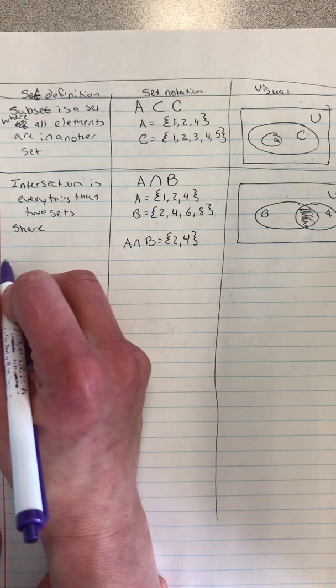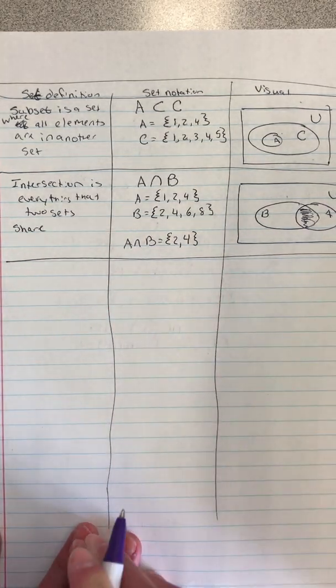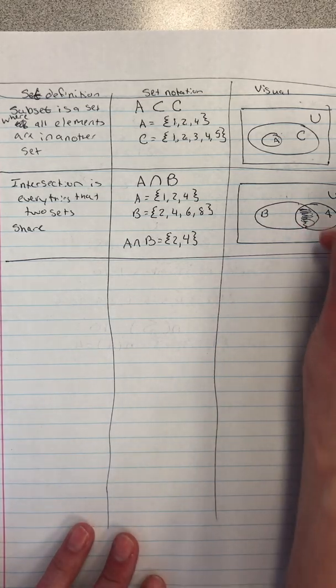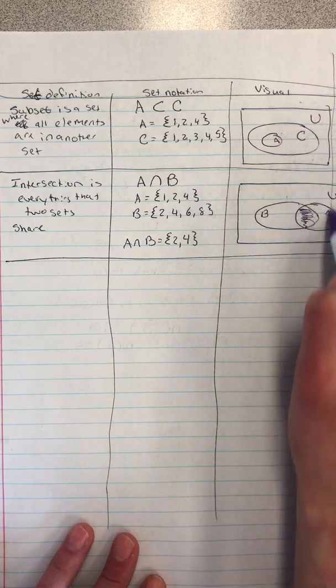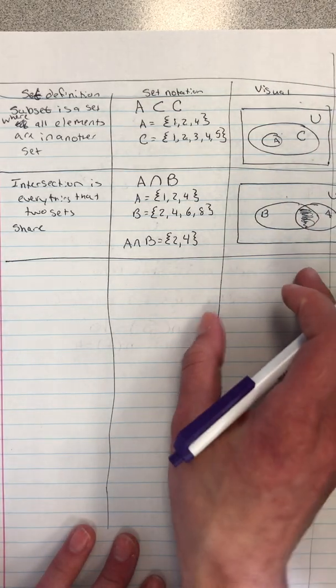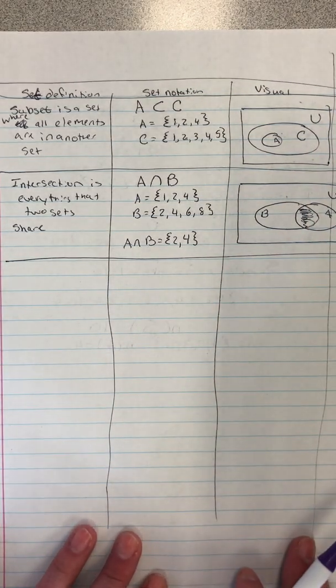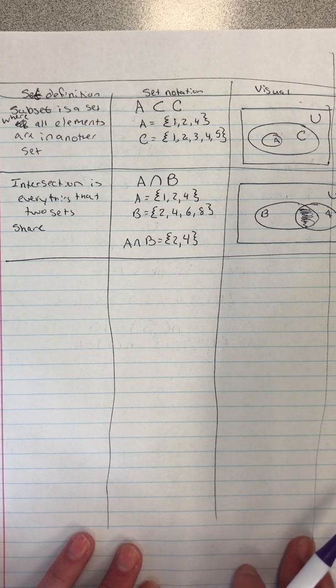Let's move on to the next one. I'm going to try to write a little bit further over. Let's see. Yeah, okay. I'll try to stay within my lines for this one to make it a little easier. So next one is a union.